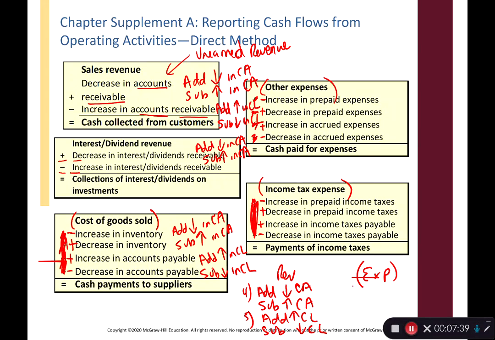On the expense, you do the same thing. Add decreases in current assets, subtract increases in current assets, add increases in current liabilities, and subtract decreases in current liabilities. So if you approach it this way, then it's always assets opposite, liabilities the same. You don't have to skew your brain and make it more complicated than it needs to be.